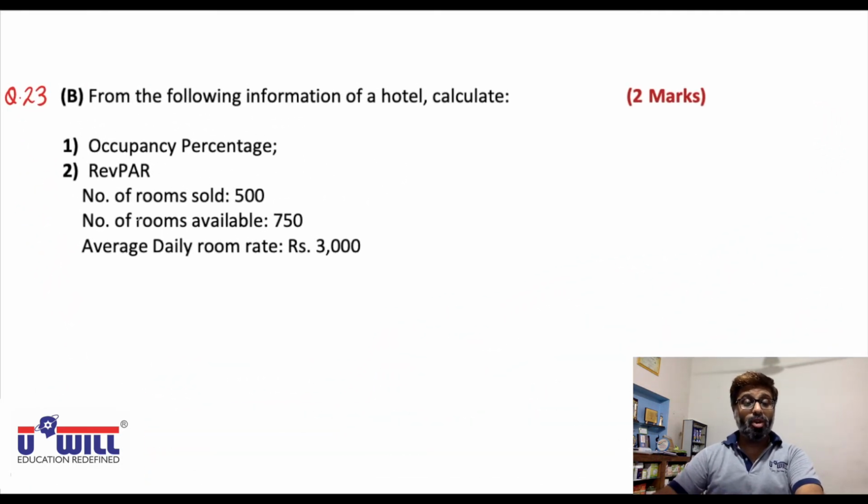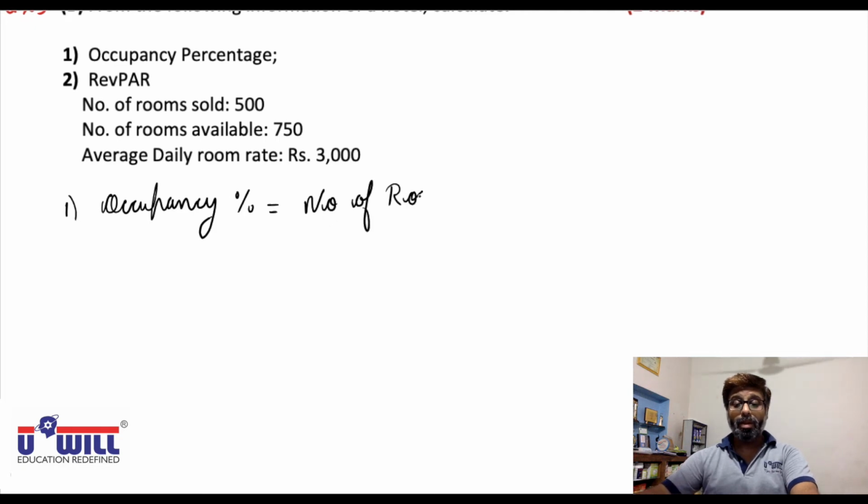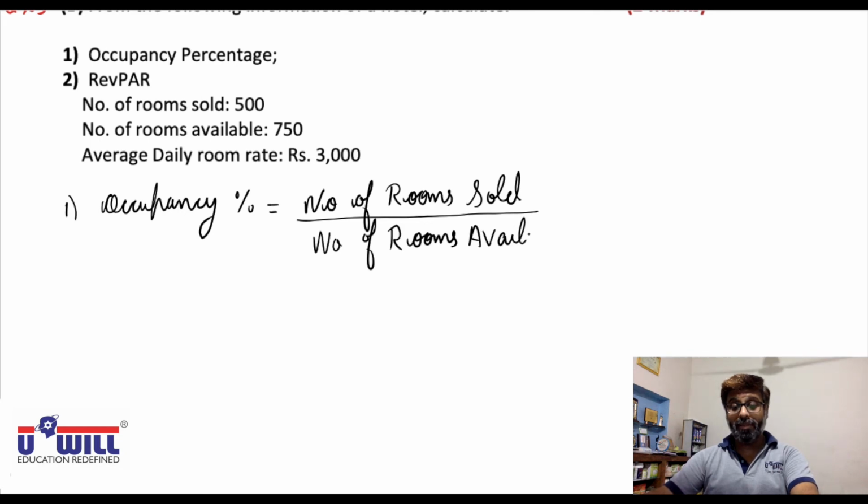Yes, I hope everyone would have solved it. Check it now. Occupancy percentage formula is, directly you have to apply the formula only. Information is already available. Occupancy percentage equals number of rooms sold divided by number of rooms available multiplied by 100. Okay, number of rooms sold divided by number of rooms available multiplied by 100.